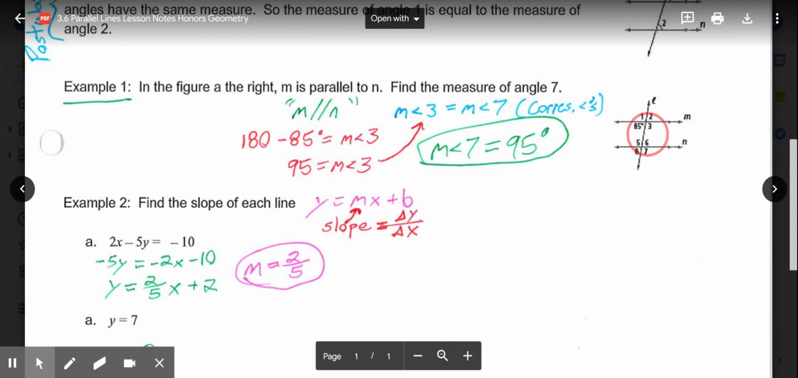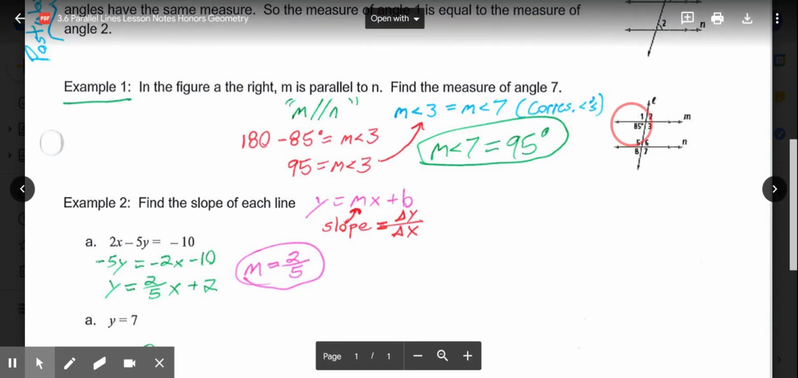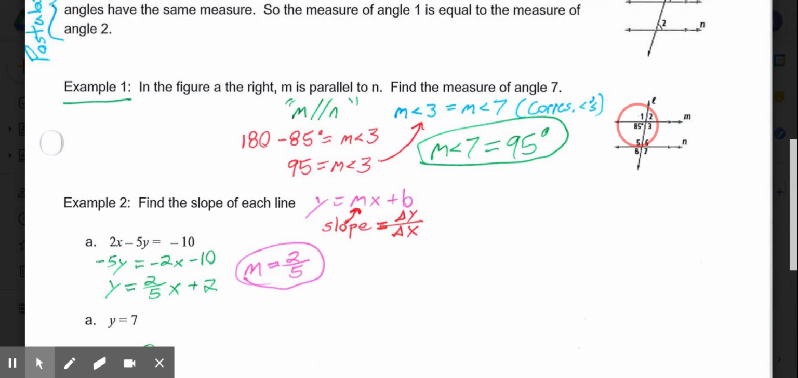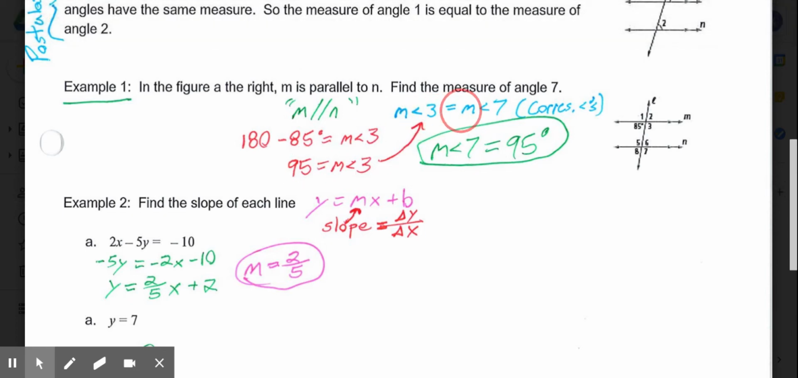Well, 7 corresponds with 3. So if I can figure out 3, I could figure out 7. Now, to figure out 3, I know 3 and the 85 here make up a linear pair because they create line M. So 3 and 85 make a linear pair, meaning they add to 180. So if I did 180 minus the 85, I could get the measure of angle 3, which is 95 degrees. Then I know the measure of angle 3 is equal to the measure of angle 7 because they're corresponding angles. So the measure of angle 7 was 95 degrees.